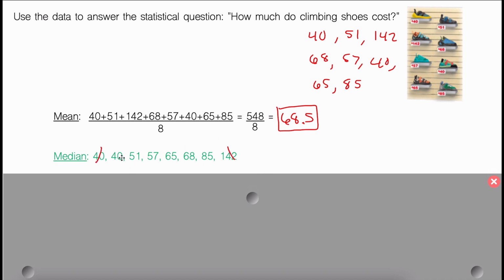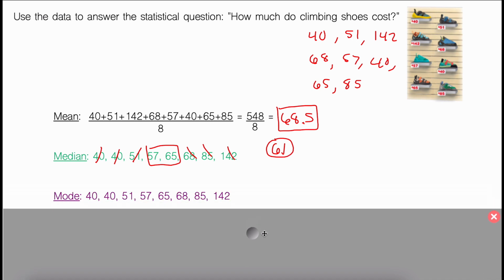So count from the left, count from the right, count from the left, count from the right, left, right, up. There's 2 numbers in the middle, so I'm going to add those 2 numbers together and divide by 2 to find the middle. And I did 61 as a final answer. I added those, I got 122, I divided by 2, and I got 61.